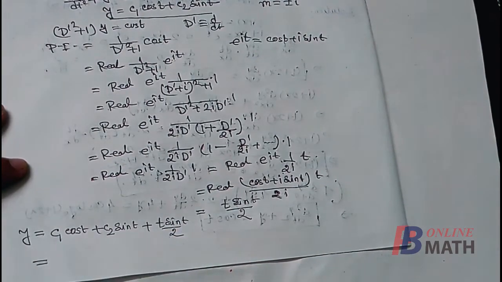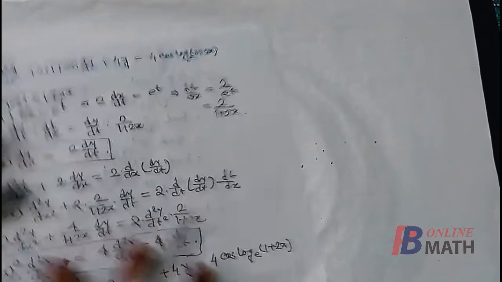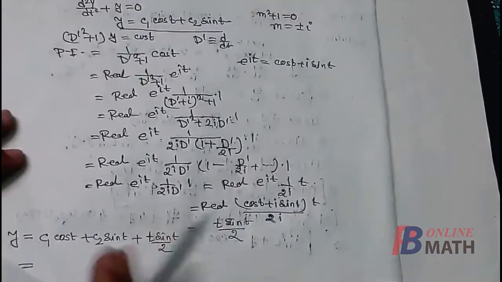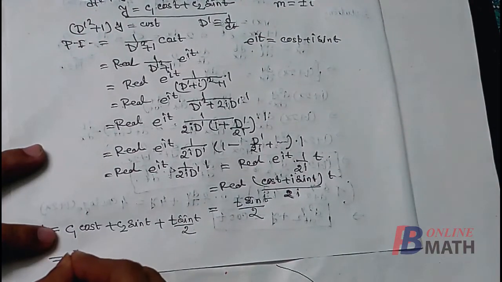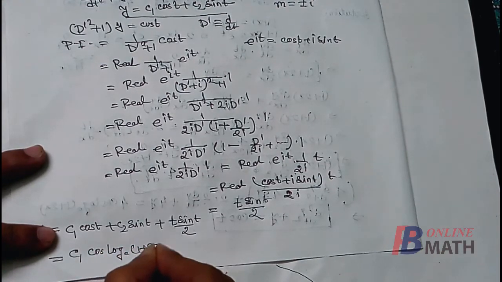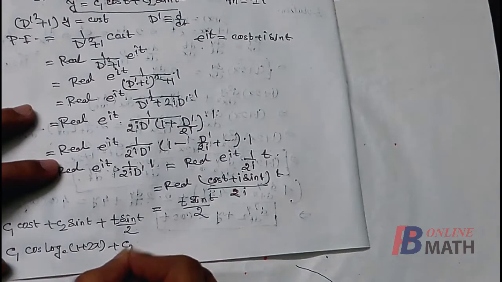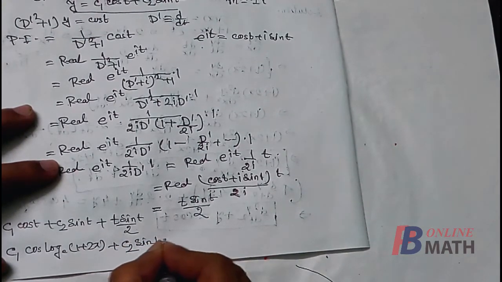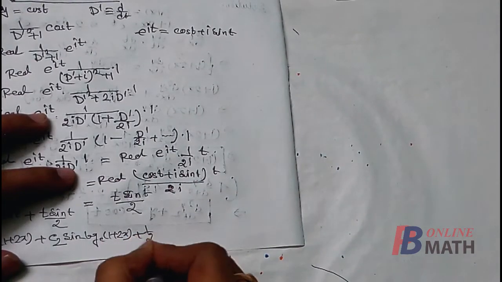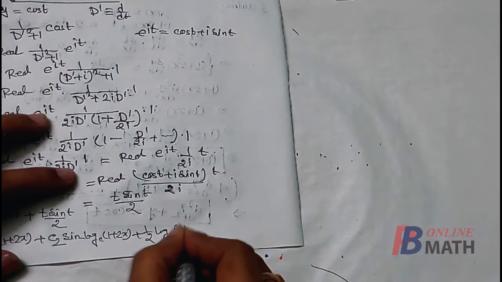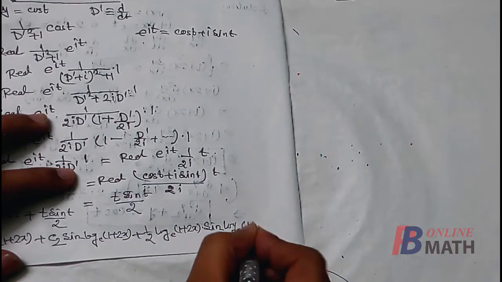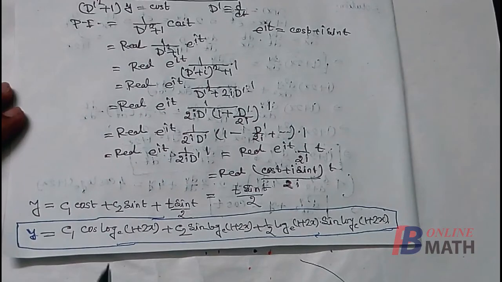So finally we have to replace the value of t, and we have the value of t as log of (1 + 2x). If we replace this, then we find that y is C1 cos(log_e(1 + 2x)) plus C2 sin(log_e(1 + 2x)) plus half t, where t means log_e(1 + 2x), into sin(log_e(1 + 2x)). So this is our final solution.